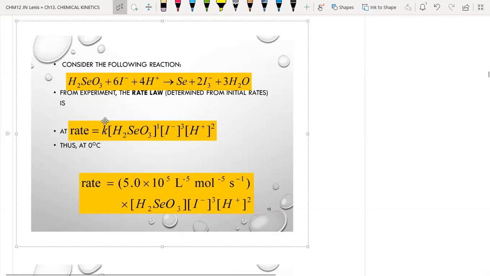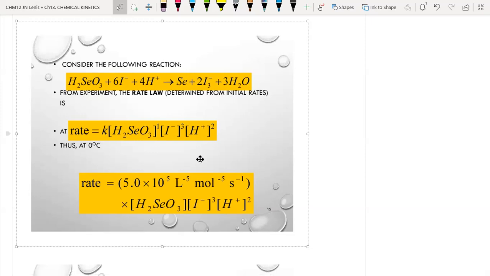You also say that the whole reaction is third order with respect to I minus. Or you can say the reaction is second order with respect to the concentration of H plus. That is the meaning of that rate law. That's how you read it.